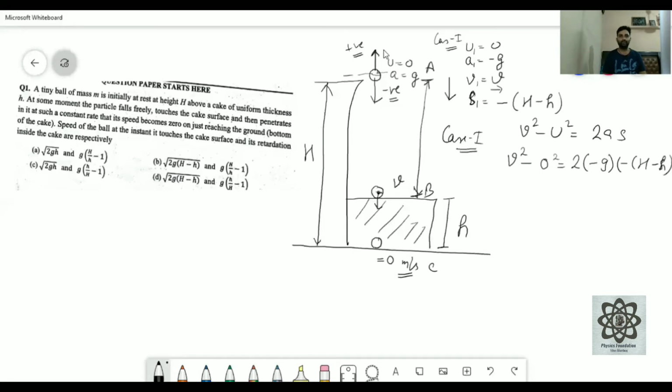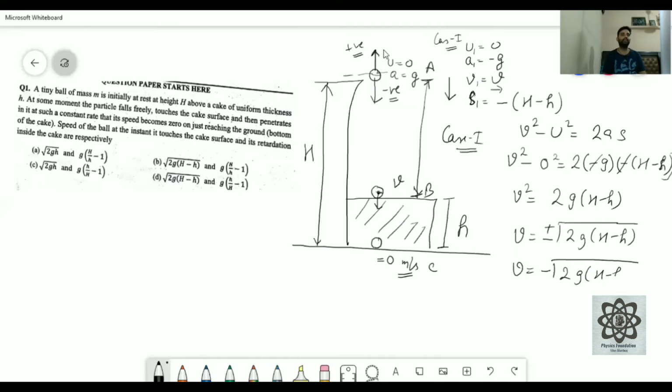So here this minus is cancelled by this minus, so v square is equal to 2g(H minus h). So velocity will be root of 2g(H minus h). When we take the root, there are two signs, one positive and one negative. In this question we will take it as negative, because this negative sign is only telling that the ball is going in the downward direction. This is just telling the direction, it's not related to magnitude.